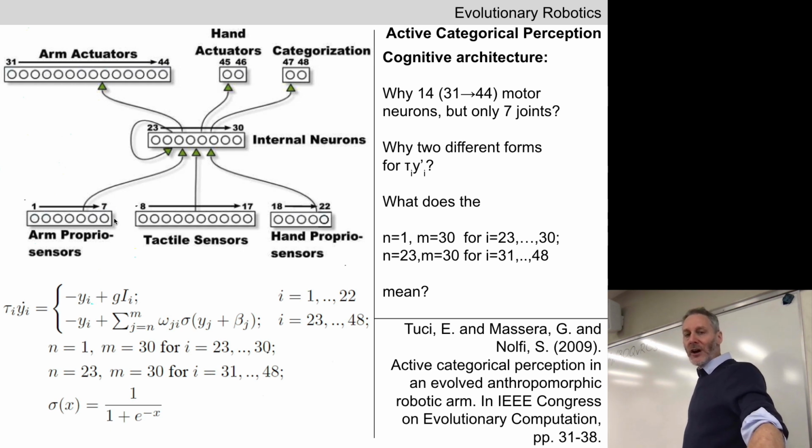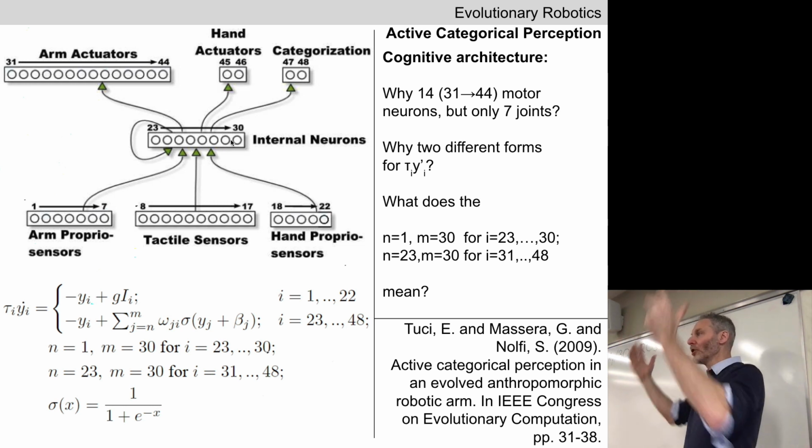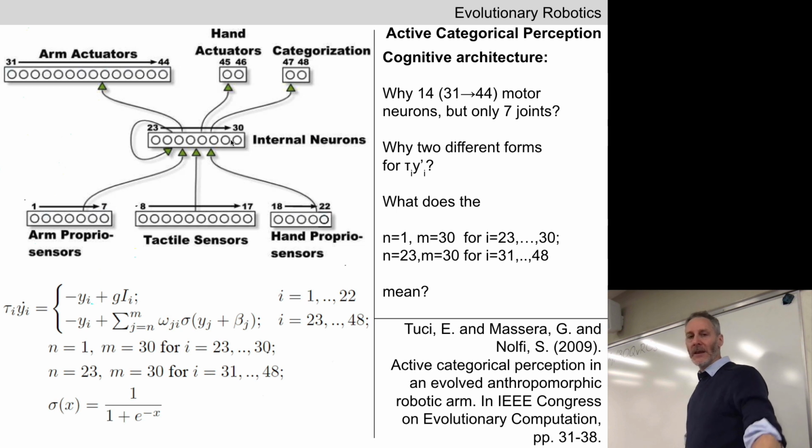This should be familiar. We've got a sensor layer here. This robot has a total of 22 sensor neurons in there. And here's the uppercase I sub i. This term is sending that sensor value to that sensor neuron. Then we've got 8 internal or hidden neurons. And then we've got a whole bunch of motor neurons up here.